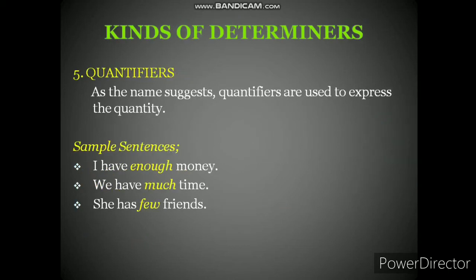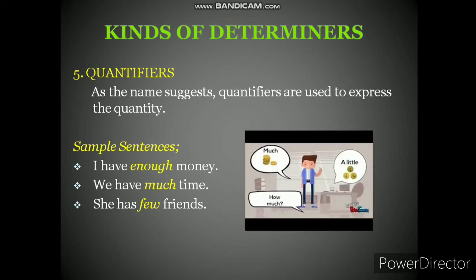Next determiner is quantifiers. As the name suggests, quantifiers are used to express quantity. They can answer questions like how much or how many. Some examples of quantifiers include a few, enough, many, a little, most, some, any, and much. Now see some of the sample sentences.